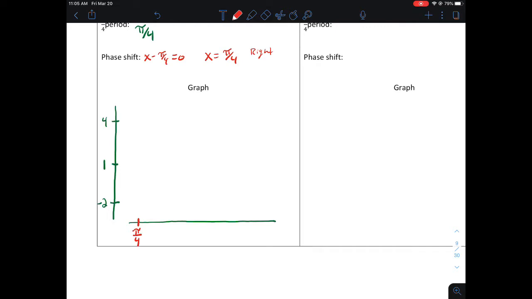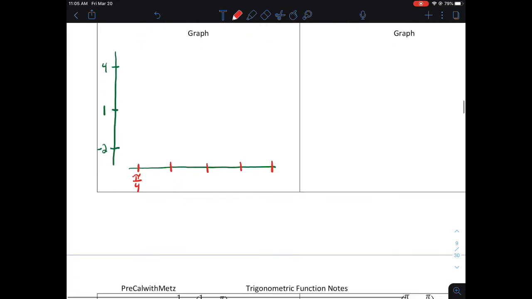And then I'm going to continue on until I make one full period. Now remember, the gap between all of our critical numbers is pi over 4. And it takes 5 critical points to make a period. So I go pi over 4, pi over 2, 3 pi over 4, pi, 5 pi over 4.